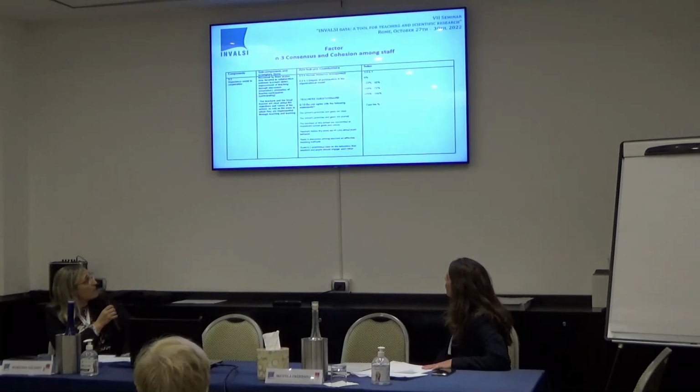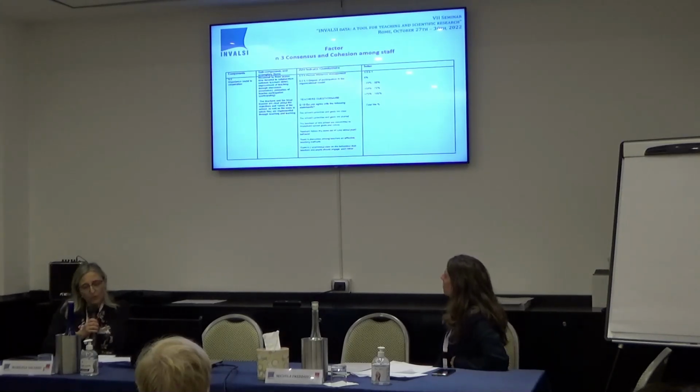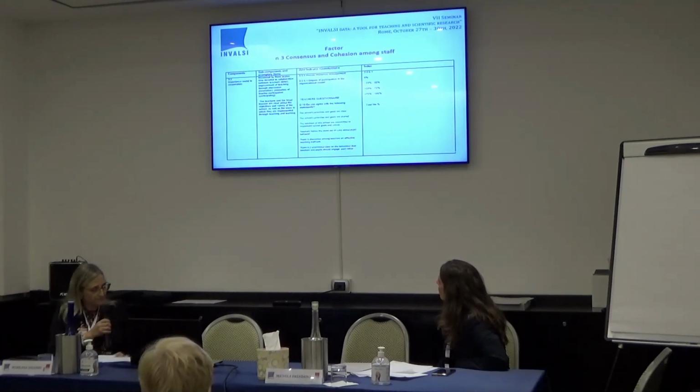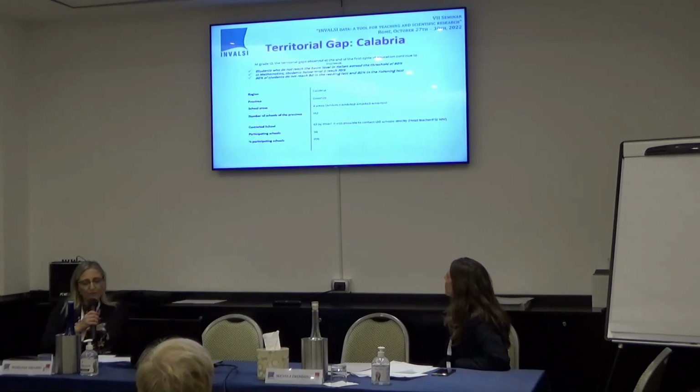This is an example of factor number 3, consensus and cohesion among staff members. The second component, in particular, is the importance attached to cooperation, which is partly covered by an indicator for the RAV and partly by a question for the teacher questionnaire. The forms, together with a concise explanation of the project, were sent to 142 schools of Cosenza province.